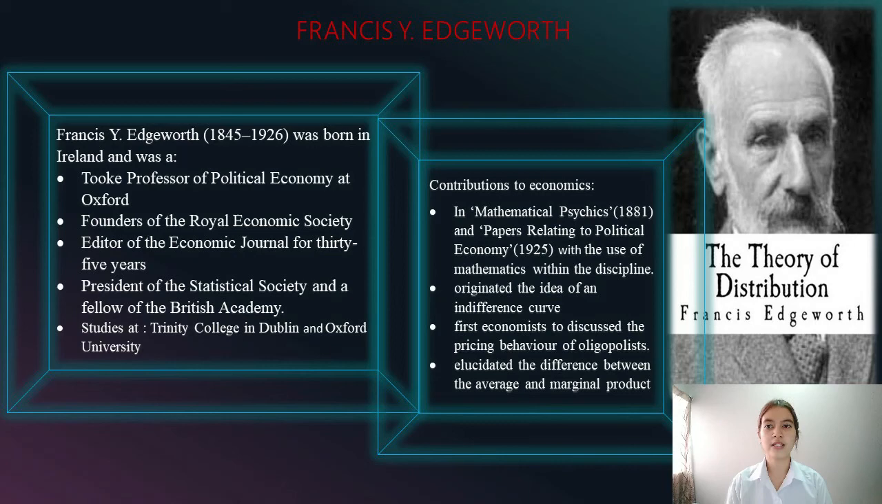He was one of the founders of the Royal Economic Society and also was an editor of the Economic Journal for 35 years. He served a term as president of the Statistical Society and was a fellow of the British Academy. His contribution was found in his Mathematical Psychics, and an article titled "Papers Relating to Political Economy". Other than that, his contribution to modern economics was the use of mathematics within the discipline.